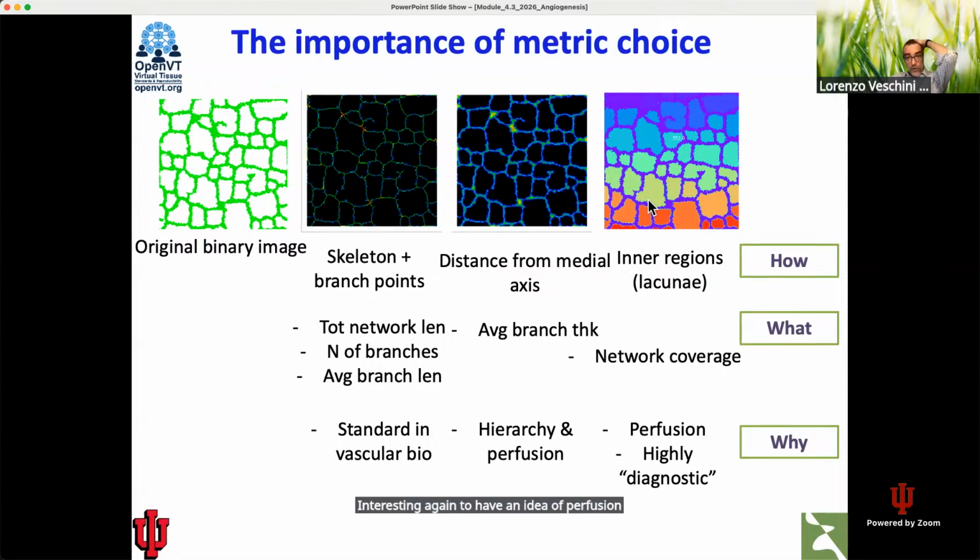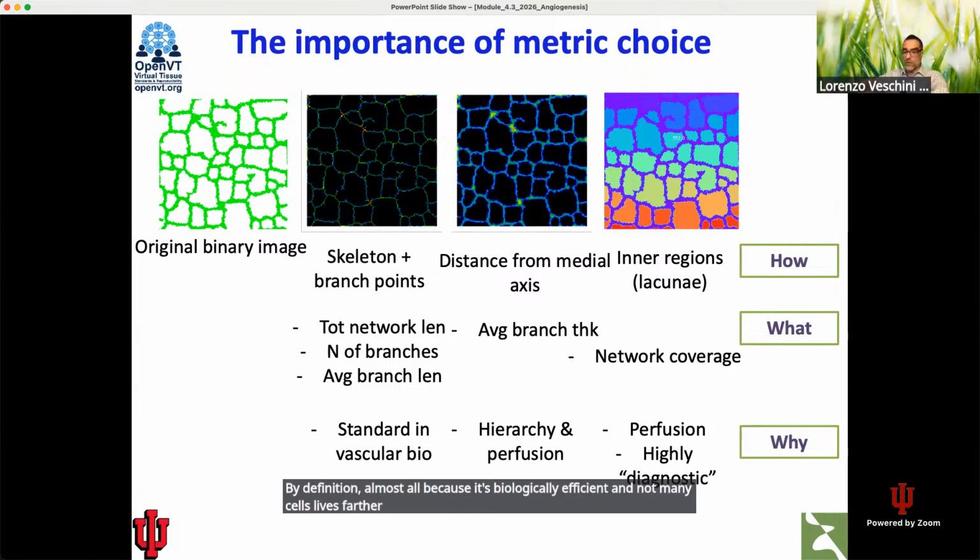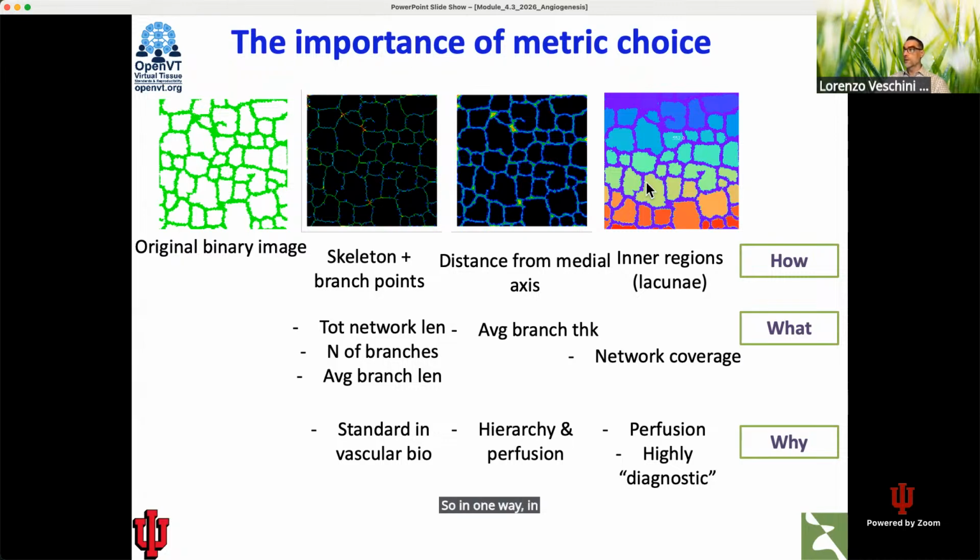So for example, we know that, by definition almost, or because it's biologically efficient, not many cells live farther than a few hundred microns from blood vessels. That's because they need to get the oxygen and the nutrients. So in one way, in these surrogate networks, lacunae that are too big are diagnostic of a network that is not really covering our space in an efficient way.